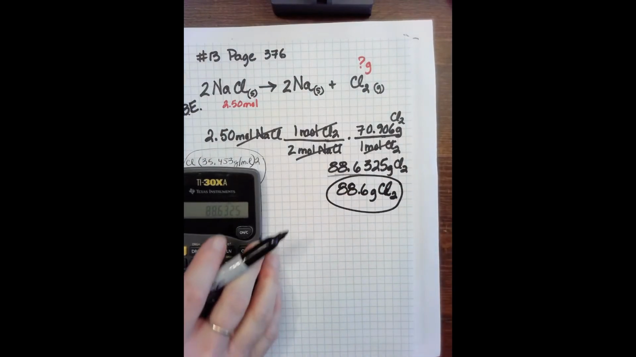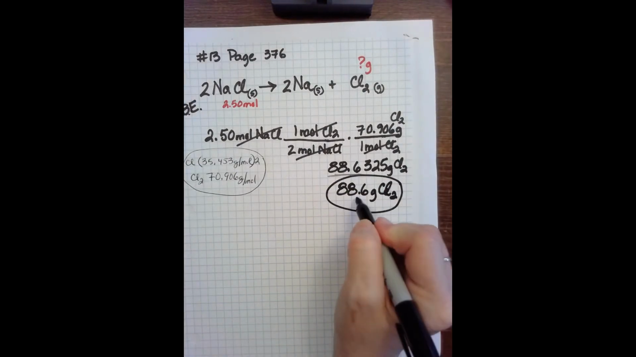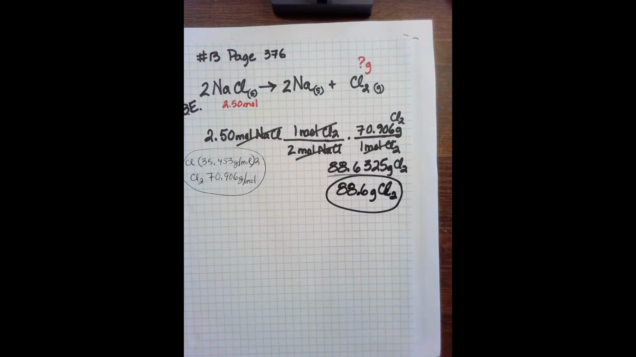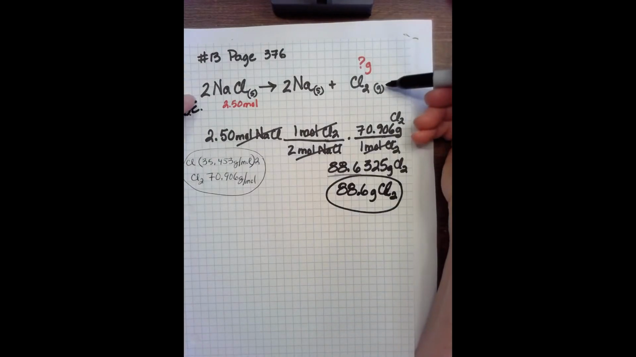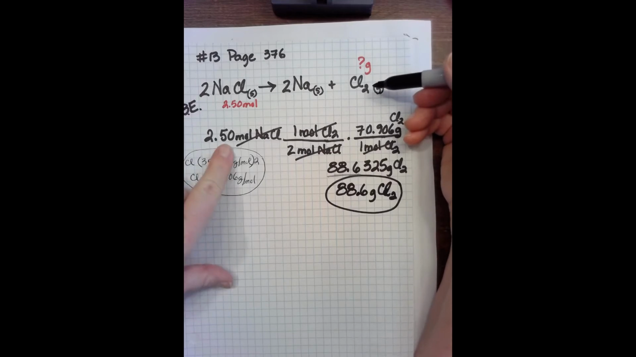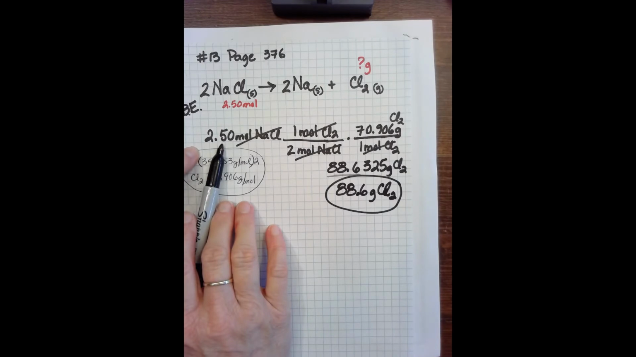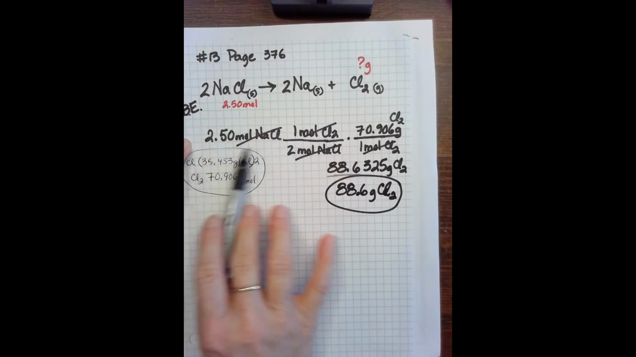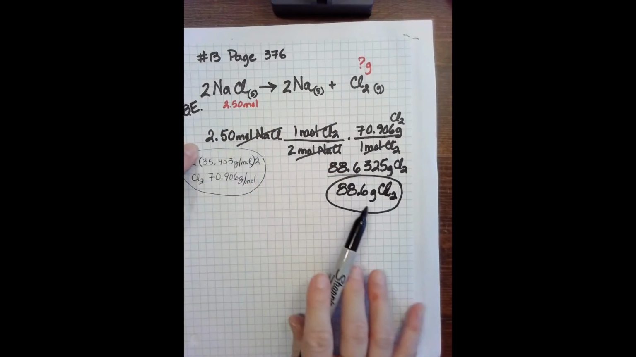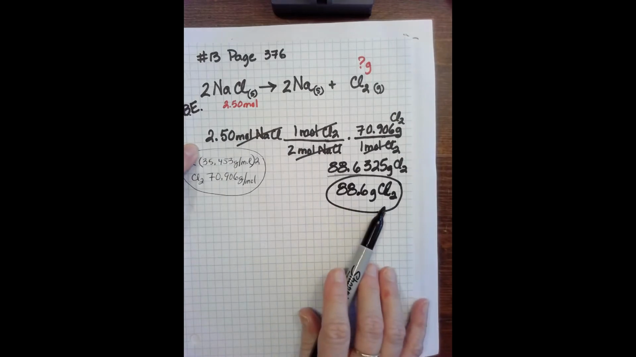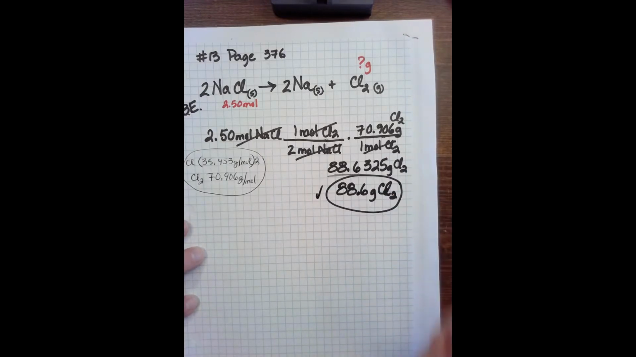So let's go back and say, okay, so that's a number. Great. What does that mean? That means this balanced equation tells me what happens, how the ratios have to occur. My experiment was running with 2.5 moles. So when I run this experiment with 2.5 moles, I will get 88.6 grams of chlorine gas produced out of this. So that is the final answer to the question.